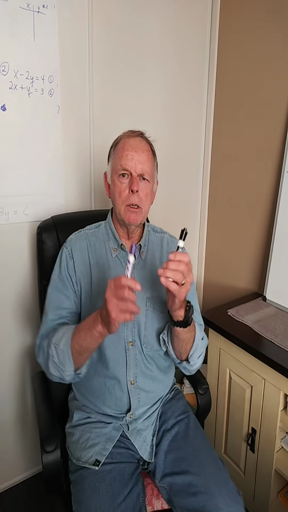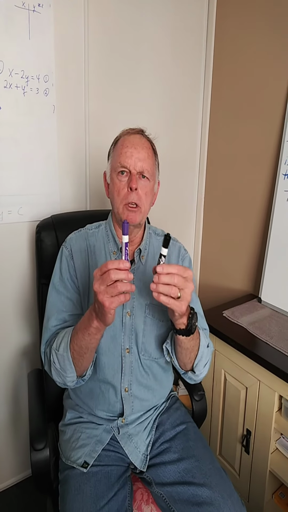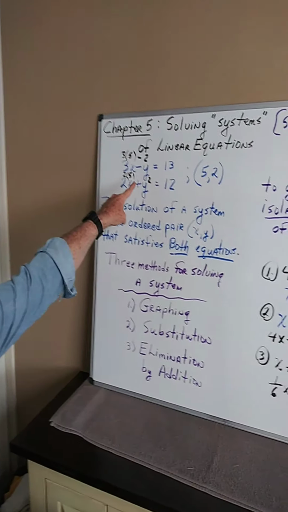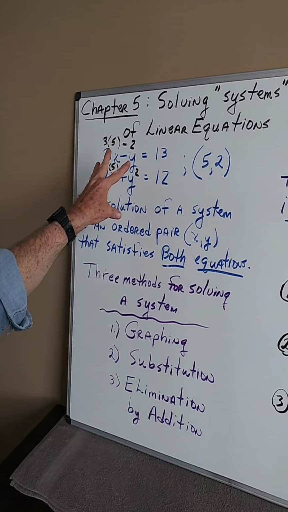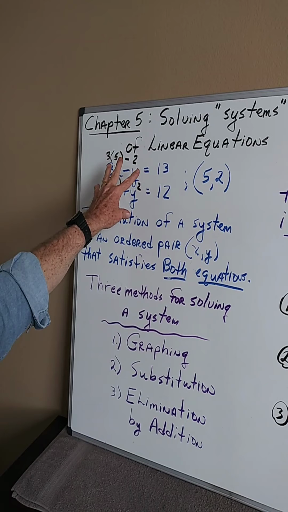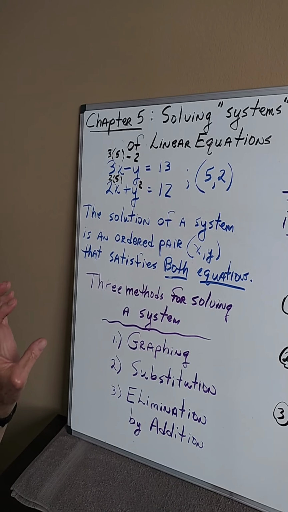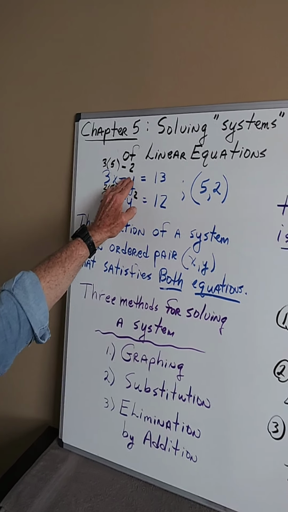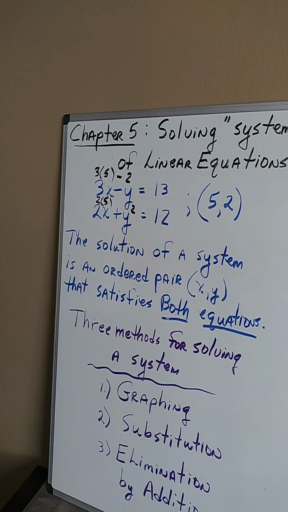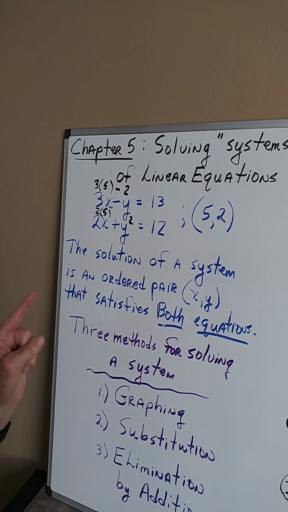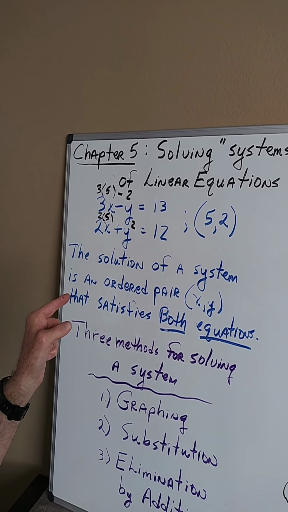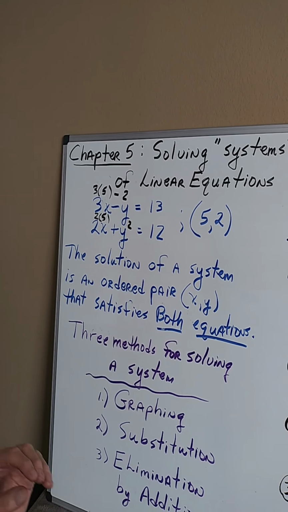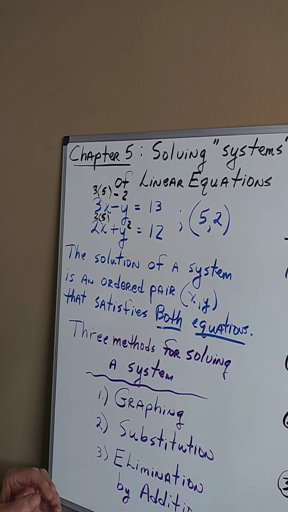So, here's how the graphing method works for solving a system. I'm going to use this system as an example. I'm not going to do the graphing method for this one, but I'm going to use this one as an example. The graphing method is this. You take each one of the equations that make up the system, and you graph each one of the equations on the same coordinate plane. On the same coordinate plane.